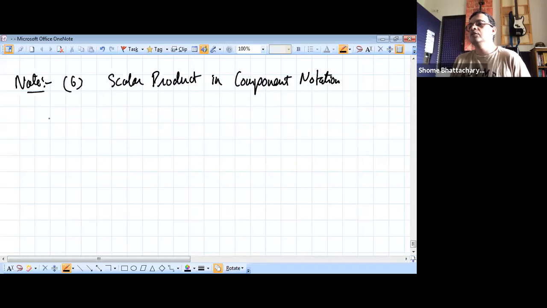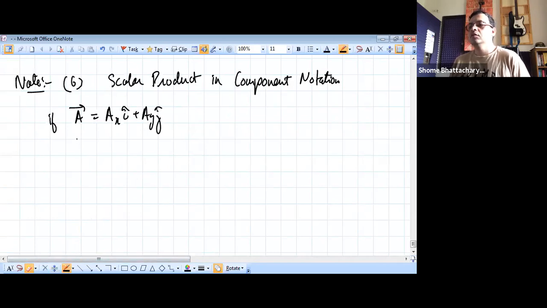So if vector E is given as AX i cap plus AY j cap plus, or let's start with 2D. Let's start an example in 2D, then I'll extend it to 3D.